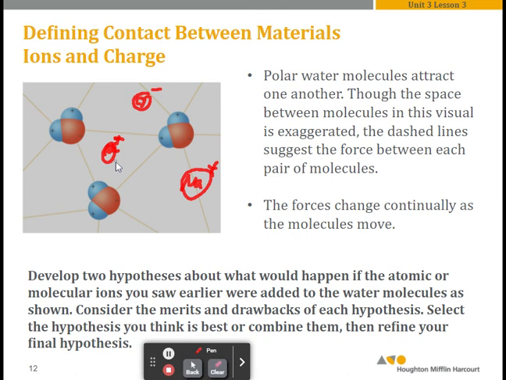So can you think of any other possibilities that might happen if you mix atomic or molecular ions into water?